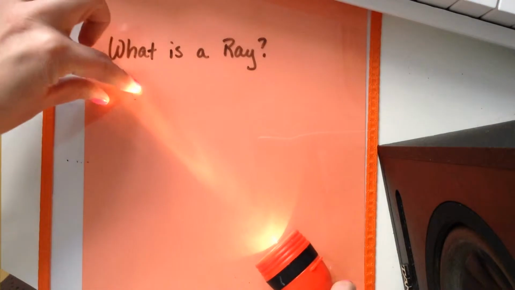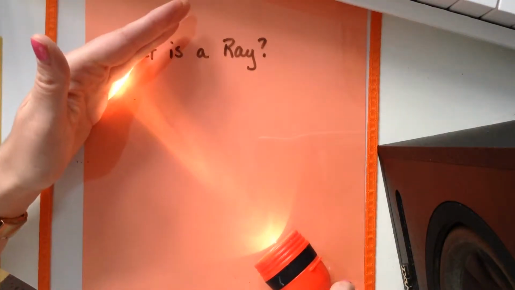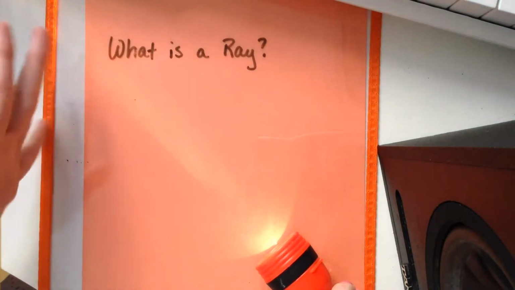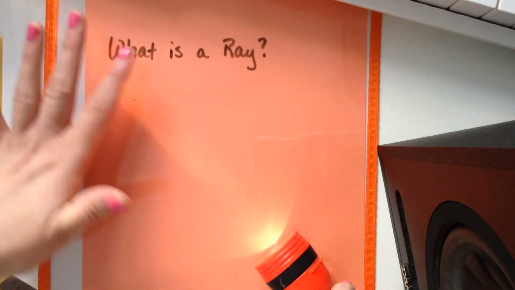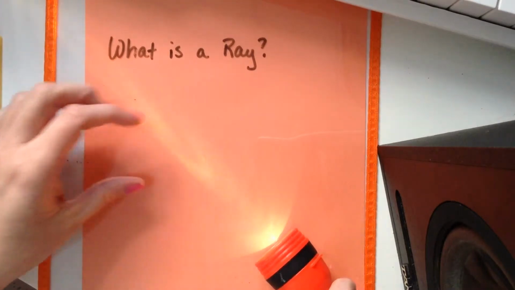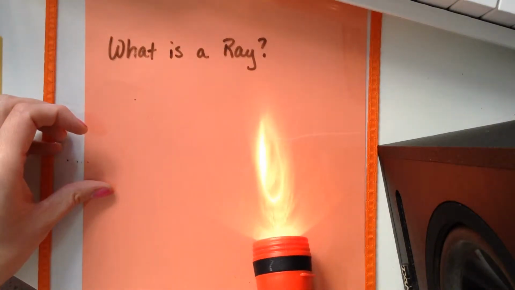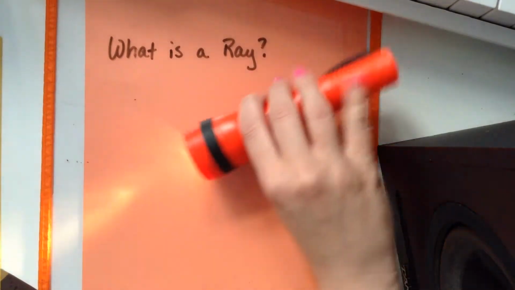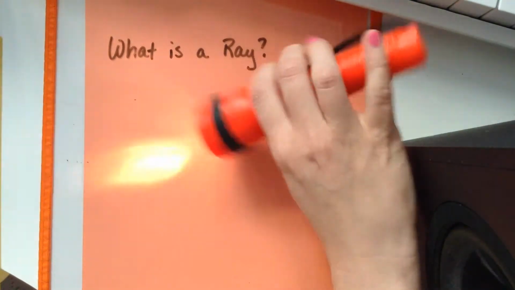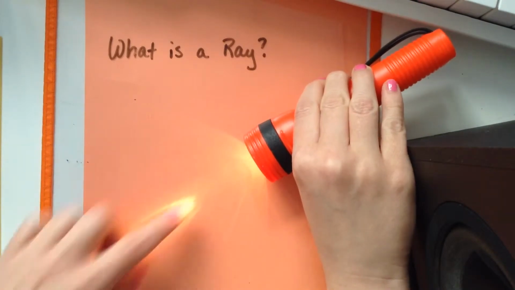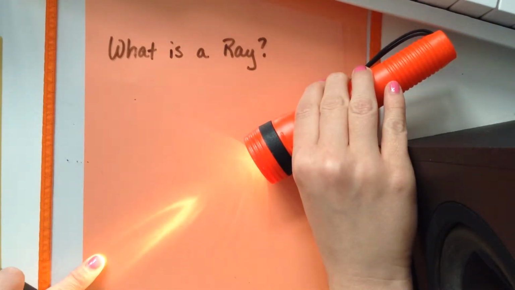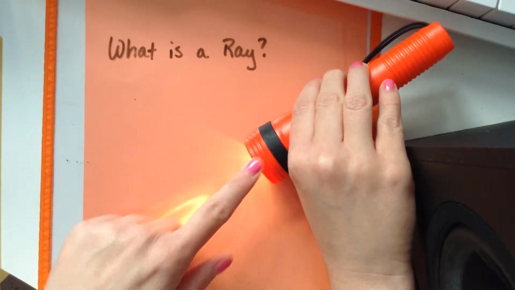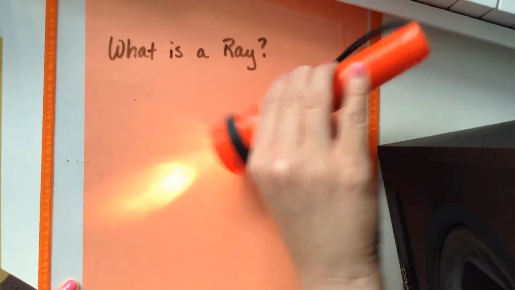Now this light stopped at my hand, but if you let it go on and on until it didn't hit anything anymore, this light would go on forever and ever in whatever direction you're pointing it. You can point it this way, or this way, and it goes on and on in this direction. But notice that it starts somewhere, and then it goes on and on forever.